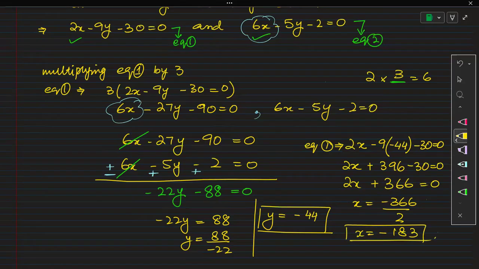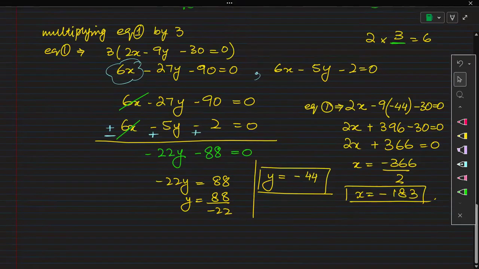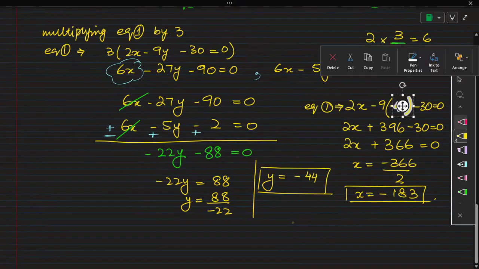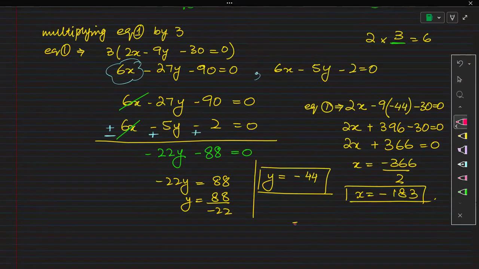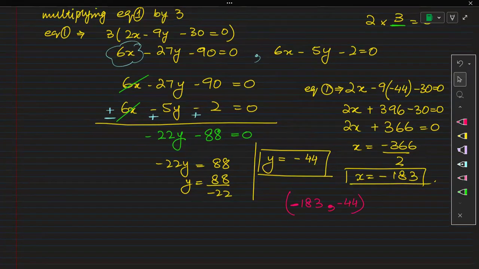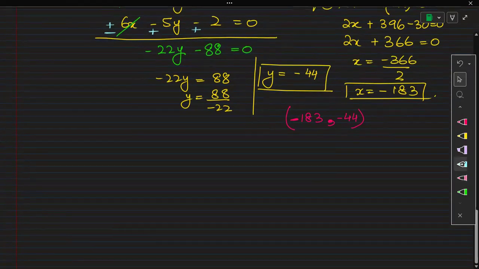So again, we have found the values where the two lines are intersecting, at minus 183 and at minus 44. Is this clear now? Yes, it's clear. All right.